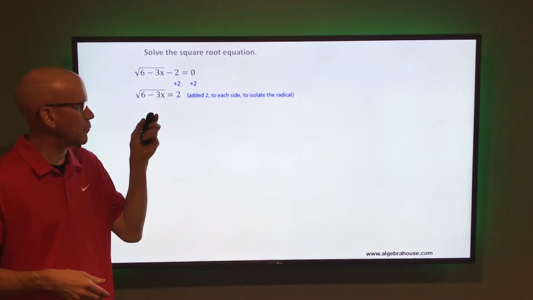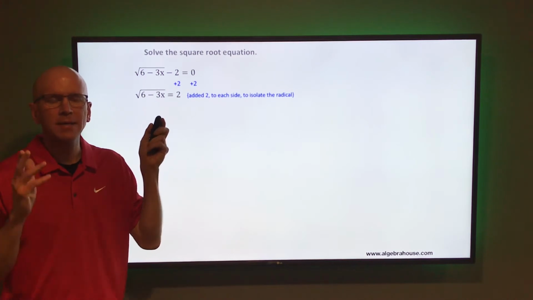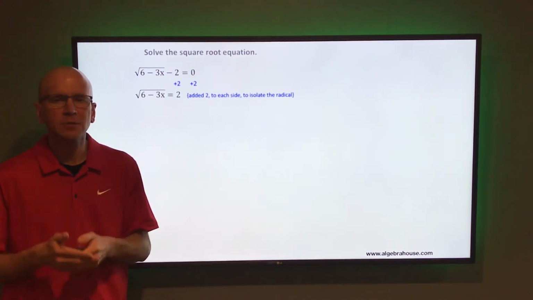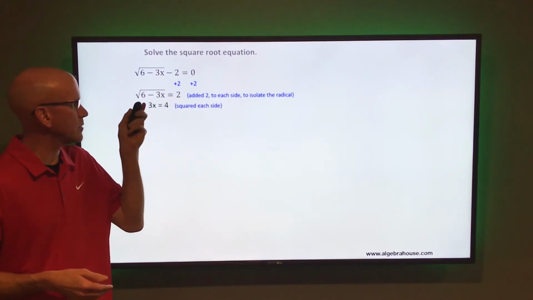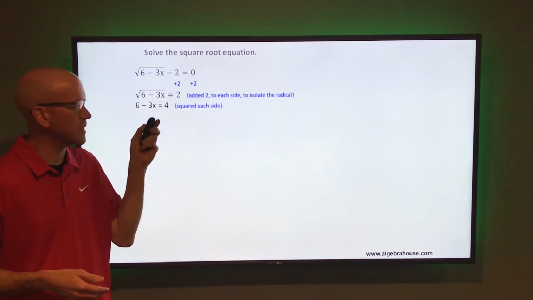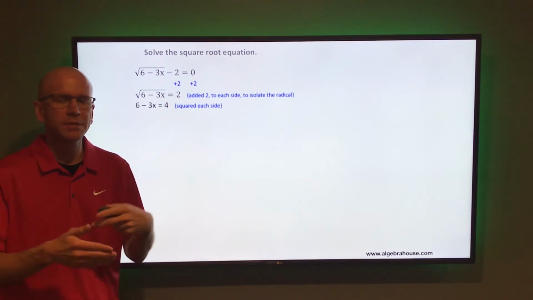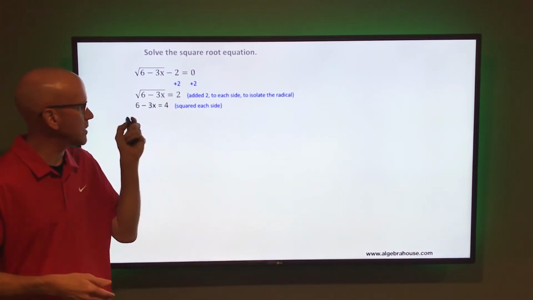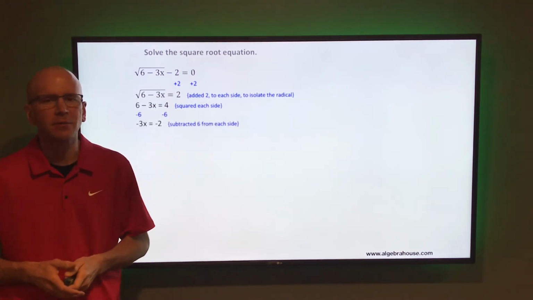So we have the radical sign isolated to one side. Need to get rid of the radical sign now by doing the opposite of square root, and that is to square both sides. If you square the square root of 6 minus 3x, that would be 6 minus 3x. Whatever you do to one side, you have to do to the other side. So square the 2, and that is 4. Now move that 6 to the other side by subtracting 6 from each side.